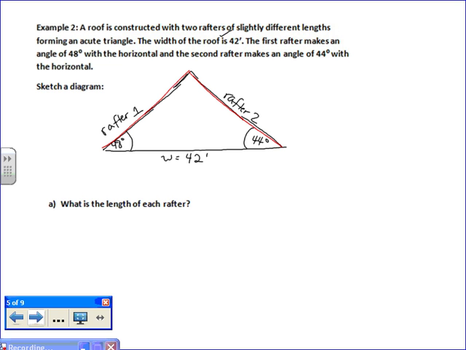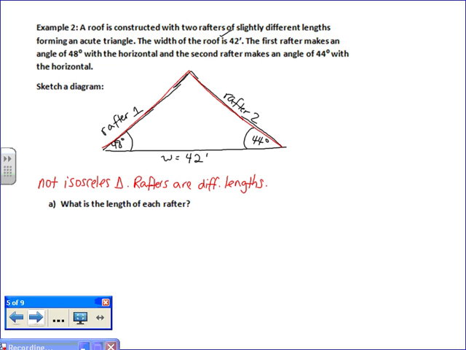This is not an isosceles triangle, so they're not equal. We should maybe write that down. This is not an isosceles triangle, so the rafters are different lengths. How do I know it's not an isosceles triangle? Because my angles of 44 degrees and 48 degrees are not the same.